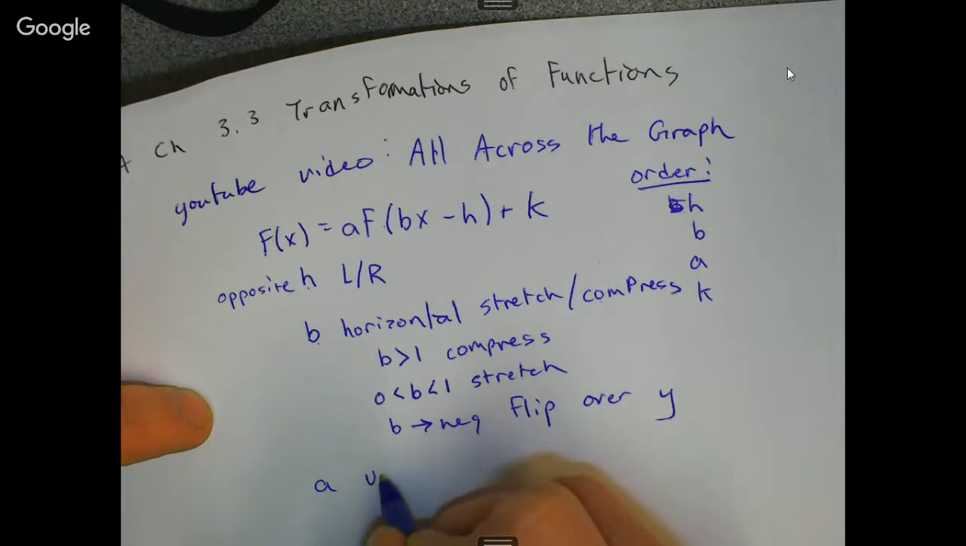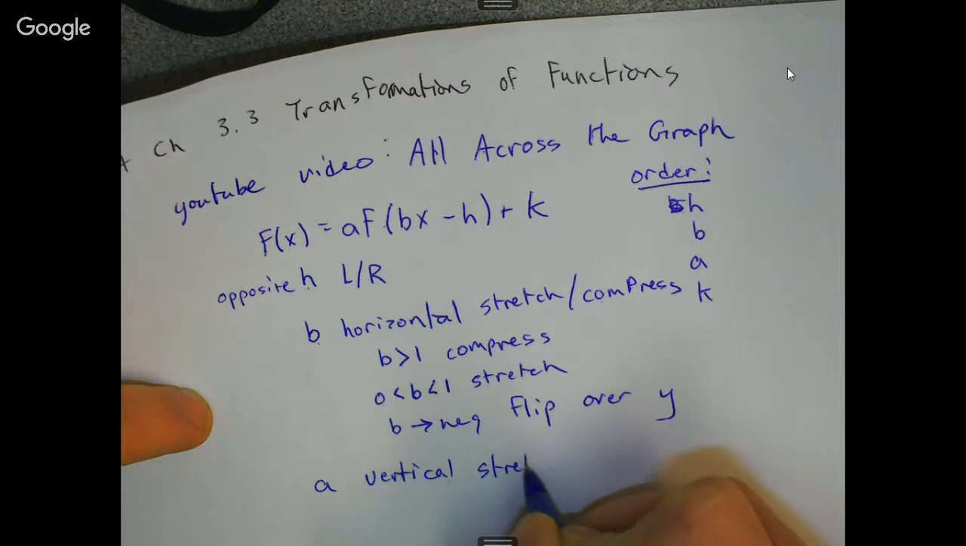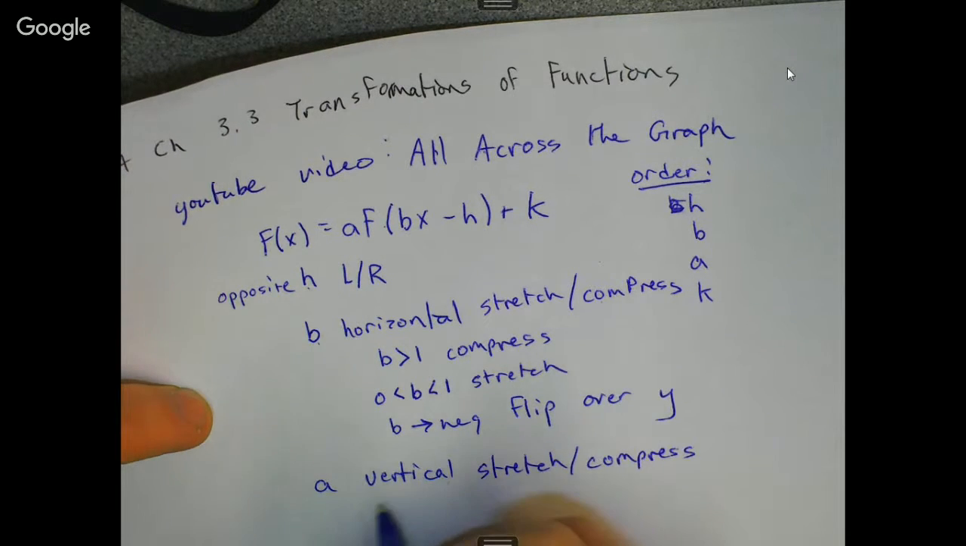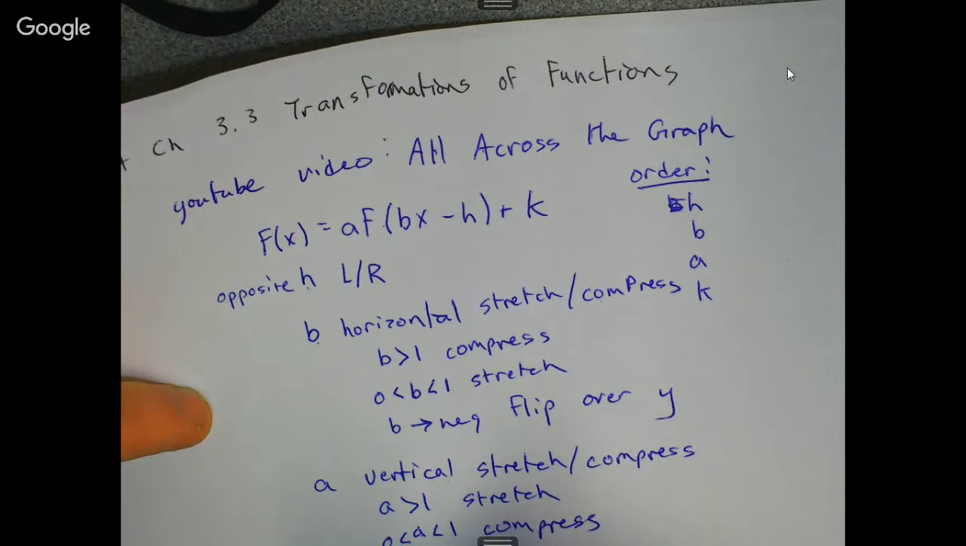A is a vertical stretch or compress. If A is bigger than 1, it's a stretch. If A is a fraction, it is a compress. And if A is negative, we flip it over the x-axis.